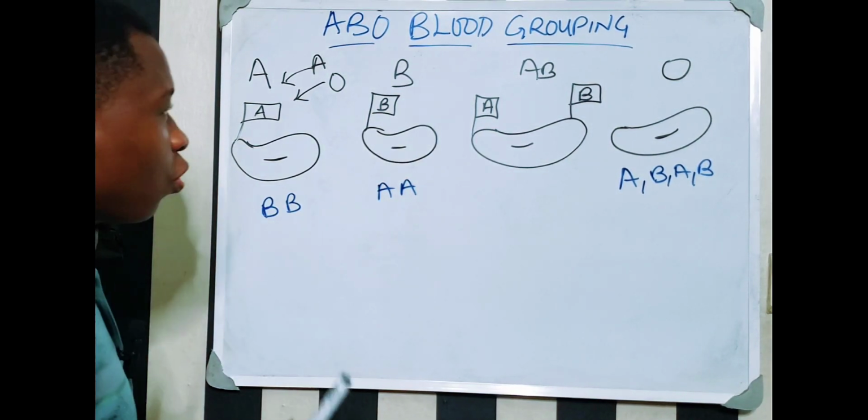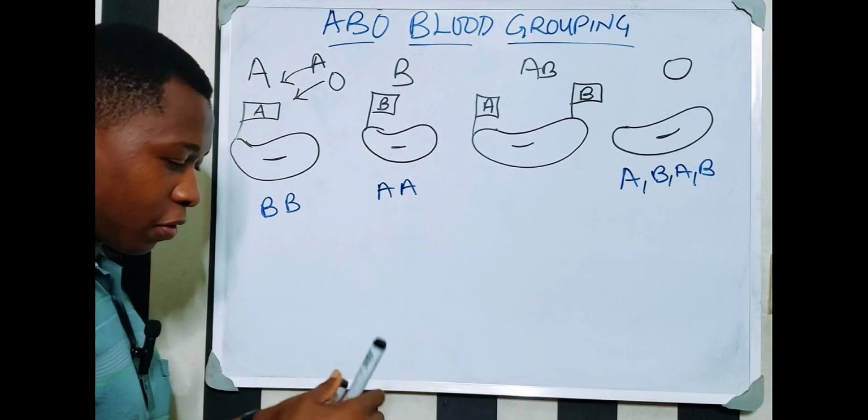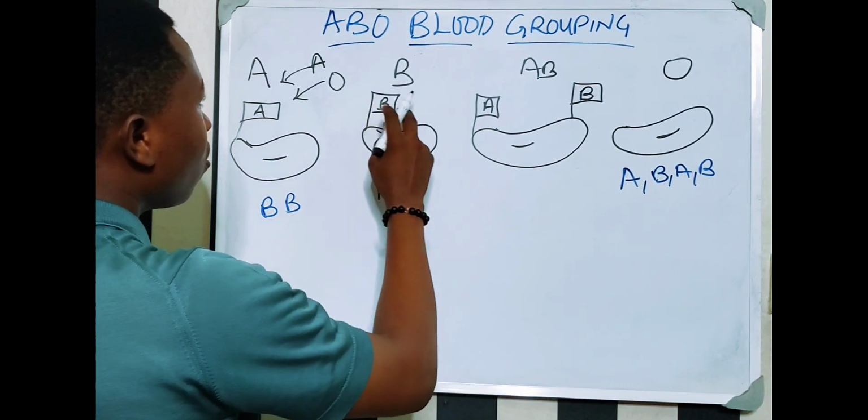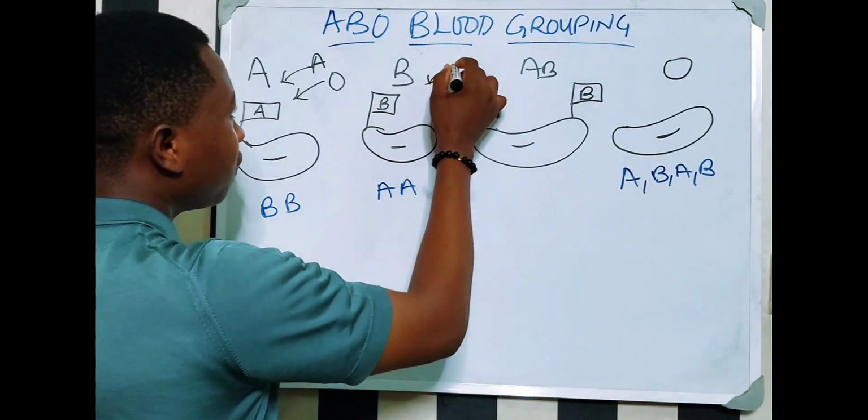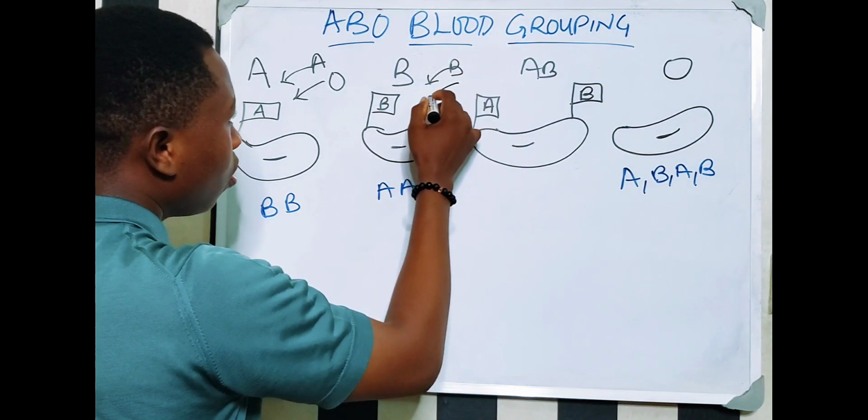Moving over to blood group B, who can blood group B receive from? Blood group B can only receive from itself and O.